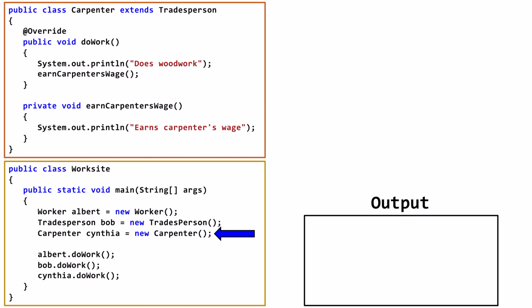Finally, the Carpenter variable Cynthia, which is initialized to a new Carpenter object. Later, we call the doWork method from the Cynthia variable. Java goes to the overridden version of doWork and outputs "does woodwork." Then it calls the method earnCarpenterWage, which outputs "earns carpenter's wage."